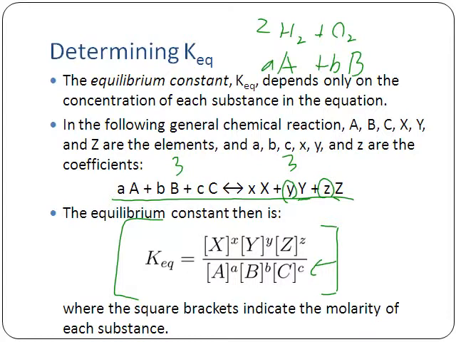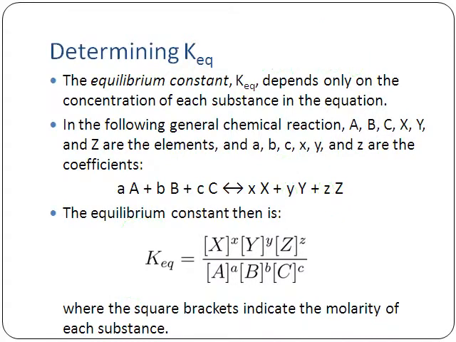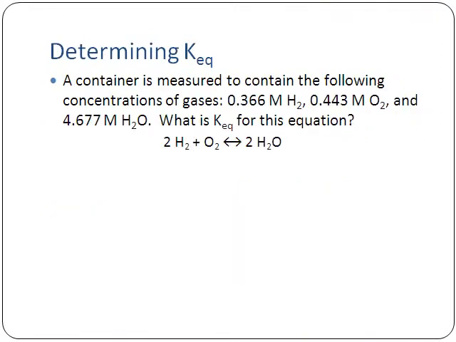So let's do a little bit of this to see how this works rather than just talk about it. It's a lot easier to see this as an example than it is to explain it. A container is measured to contain the following concentrations of gases: 0.366 molar H2, 0.443 molar O2, and 4.677 molar H2O. What is KEQ for this equation? The equation we have is 2H2 plus O2 yields 2H2O, in this case a reversible reaction. Of course, if it is not a reversible reaction, none of this actually works.